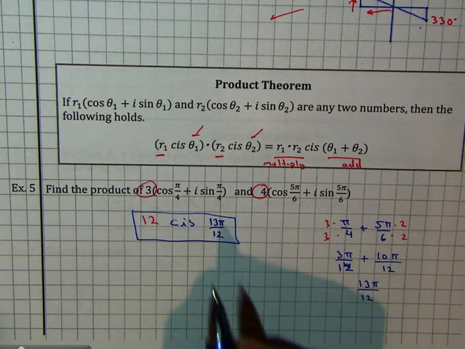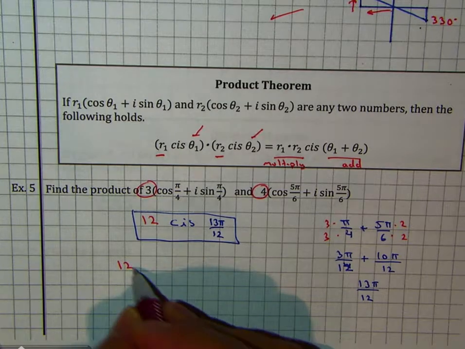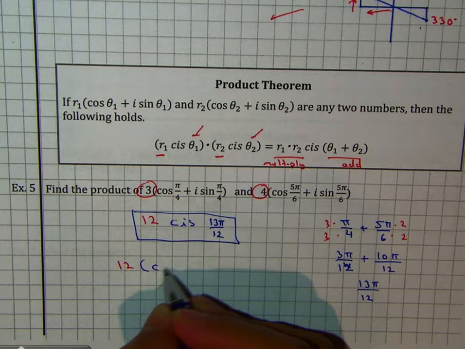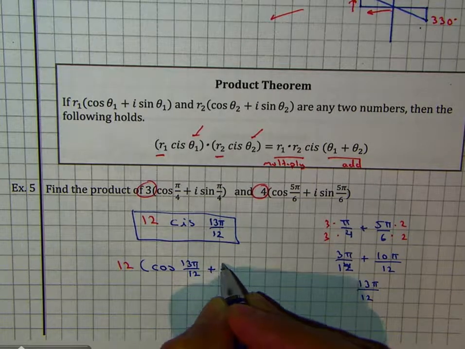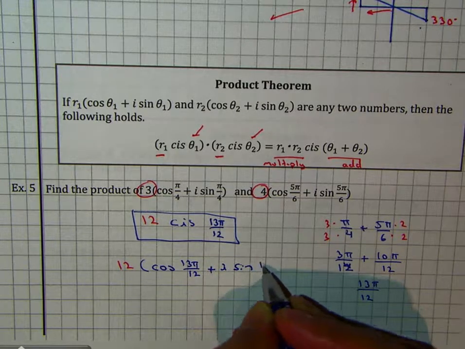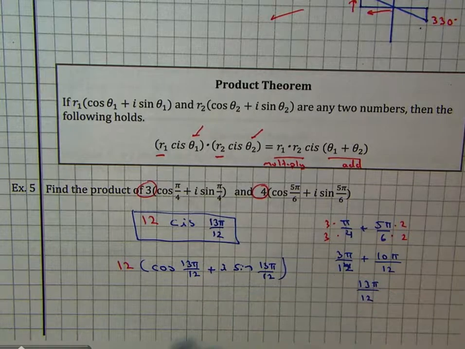Or sometimes you will see it written in that longer format, which would be cosine of 13 pi over 12 plus i, the sine of 13 pi over 12.